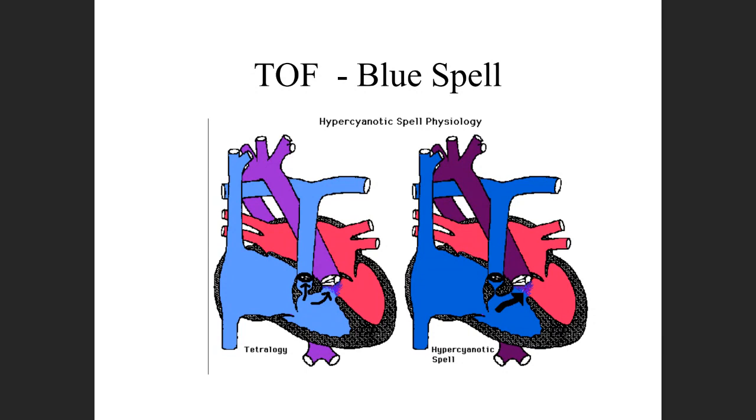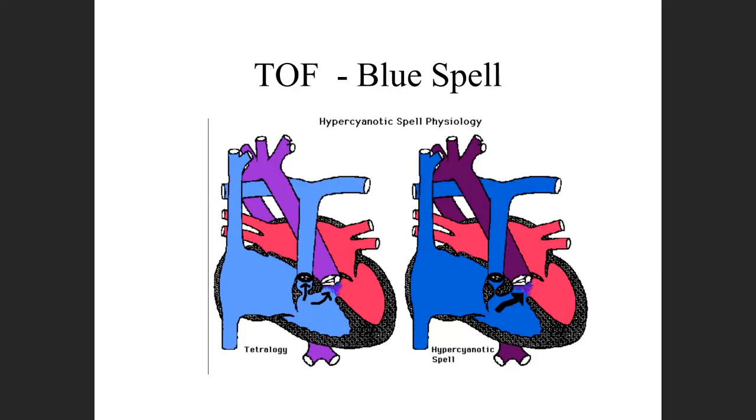This is a cyanosed tetralogy of Fallot patient. Under certain conditions, they get hypercyanotic spells, where for some reason there is an increase in the flow of blood from the right ventricle across the ventricular septal defect into the left ventricle. And you will see that there's increased cyanosis in the ascending aorta and the arch of the aorta.